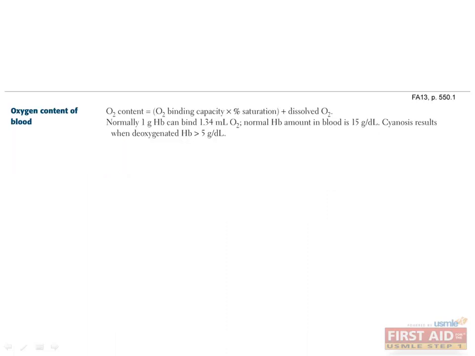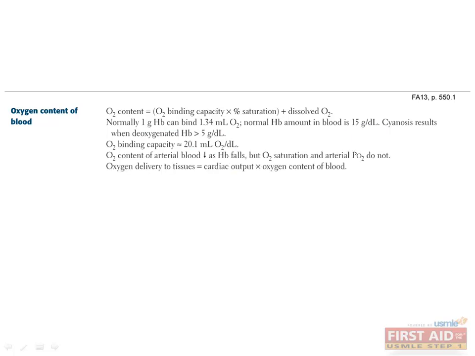Let's talk about oxygen content in the blood. Normally, 1 gram of hemoglobin binds 1.34 milliliters of oxygen. Assuming a normal concentration of hemoglobin of 15 grams per deciliter, how much oxygen is bound to hemoglobin? The answer is about 20.1 milliliters of oxygen per deciliter.